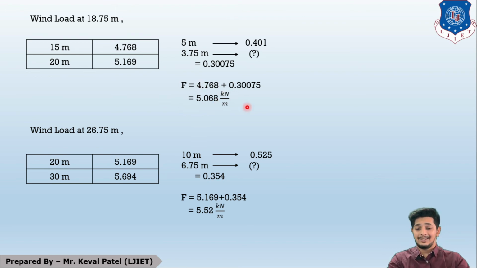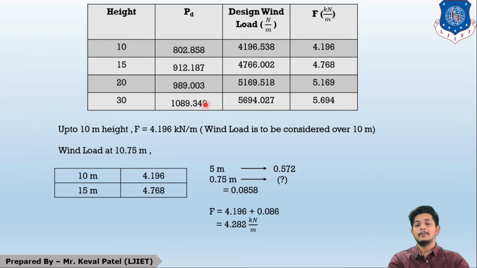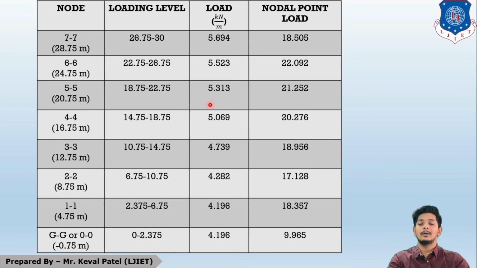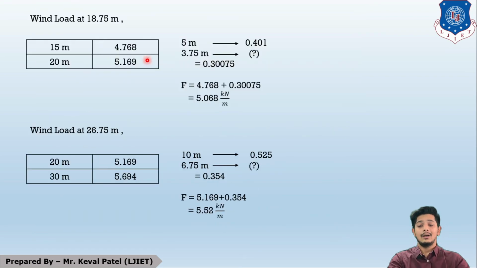And this pressure will be applied on which level? This pressure will be applied at height 18.75, or loading level of 18.75. So I will put this value 5.068 in the table here. Due to rounding, I have put 5.069, otherwise we can take 5.068 also. After that, I will find it for 20.75. Same goes for 24.75.